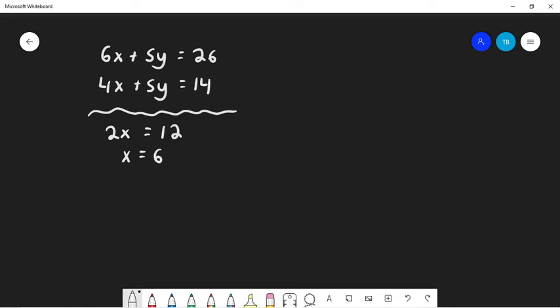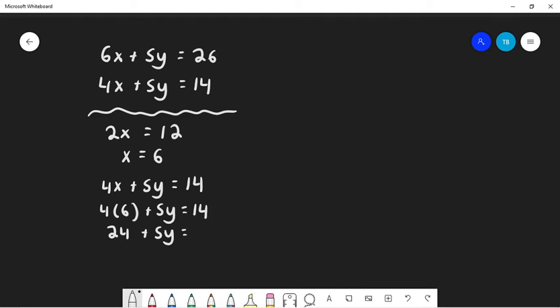Then we take one of the original equations. I'll take the second one this time. So 4x plus 5y equals 14. We'll plug 6 in for x, so 4 times 6 plus 5y equals 14. We will simplify. 4 times 6 is 24, plus 5y equals 14. Subtract both sides by 24, so we have 5y equals negative 10, and then divide both sides by 5, so y is equal to negative 2. Now the solution to this system would be x is equal to 6 and y is equal to negative 2.